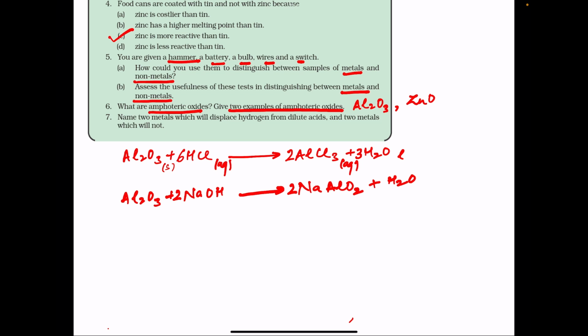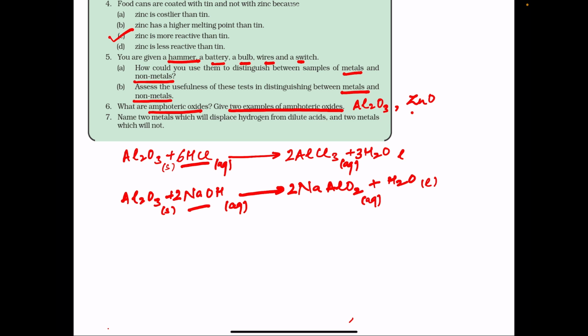The physical state of the reactants and products is: aluminium oxide solid, an aqueous solution of NaOH is used, and sodium aluminate aqueous solution is obtained, and water is in liquid state. So as can be seen, aluminium oxide is reacting with acid as well as with base. So such oxides are known as amphoteric oxides.